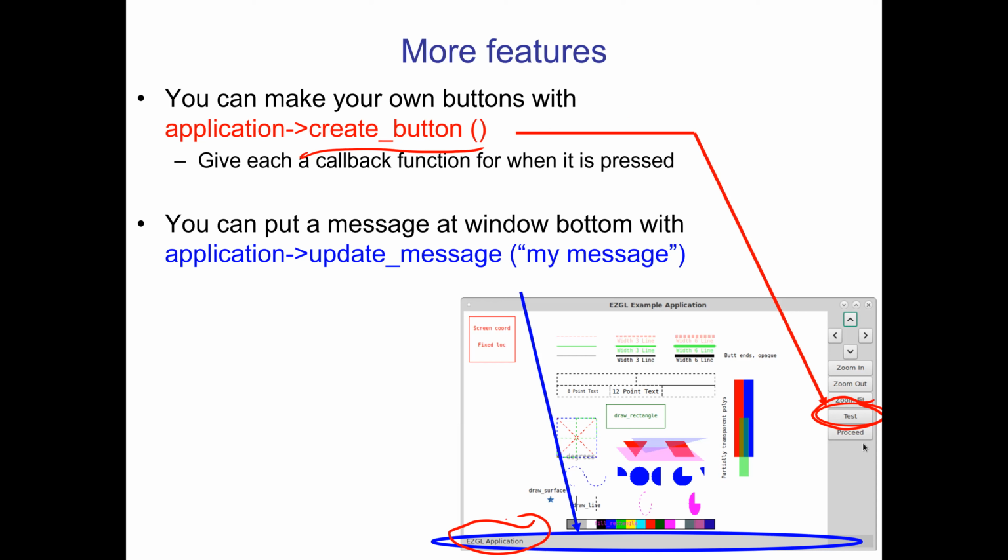You can put a message down here. Instead of just printing to the terminal, you can print messages very easily. It's just one call, application update message, and you just give it a string. So if you want to just show one string at a time, it's easy.